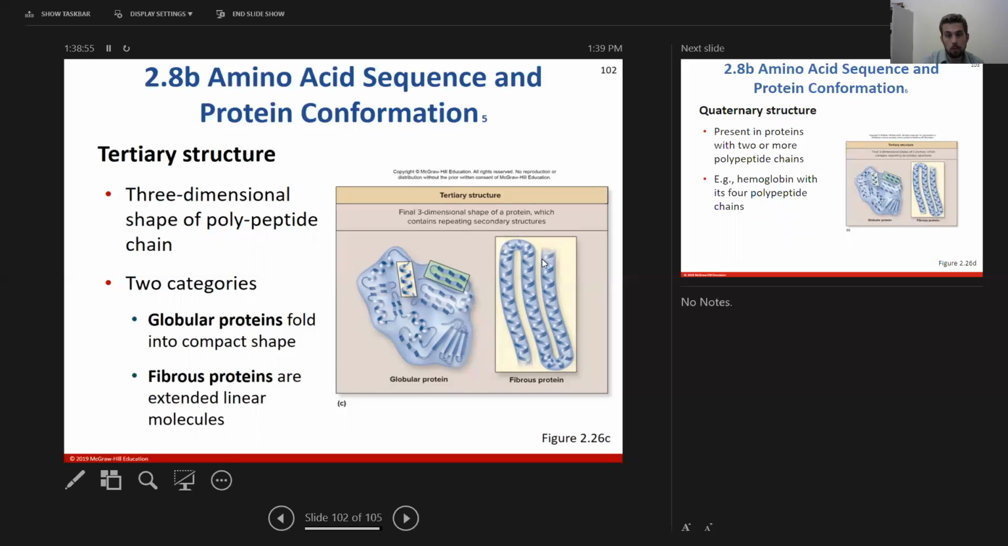So again, we've got this fibrous protein, which is just one long alpha helix, but it's still interacting with each other, right? And then over here at globular protein, we're going to have this alpha helix interacting and sticking to this beta pleated sheet, which is interacting and sticking to this alpha helix, so on and so forth.